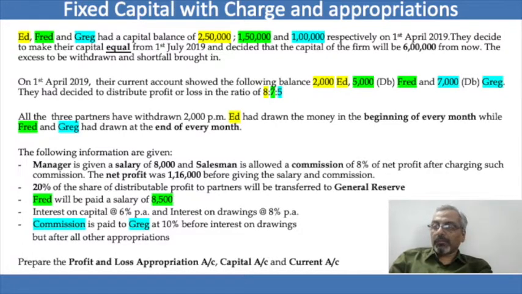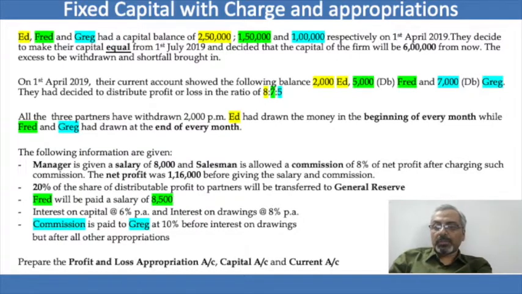Next, a very important information: 20% of the share of distributable profit to the partners will be transferred to general reserve. Up till now, we have not yet done a sum in which we have transferred the distributable profit to general reserve. Here we are transferring 20% of the distributable profit to the general reserve. That means before distributing the final profit among the partners, 20% of the distributable profit will be transferred to the general reserve. Fred will be paid a salary of 8,500.